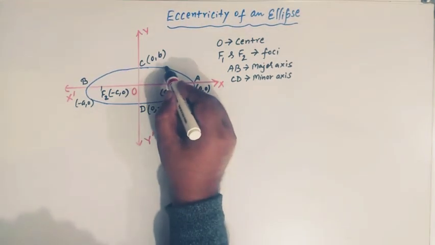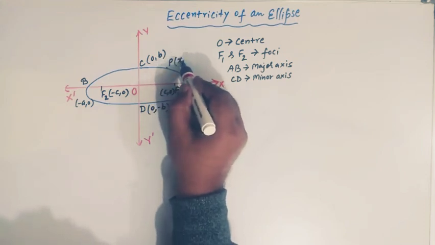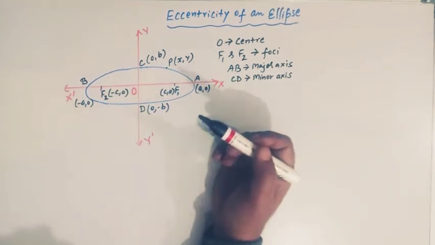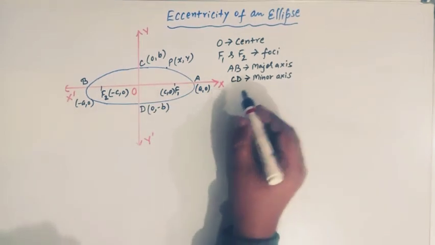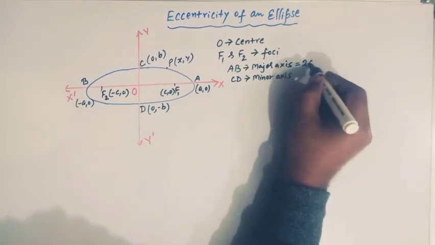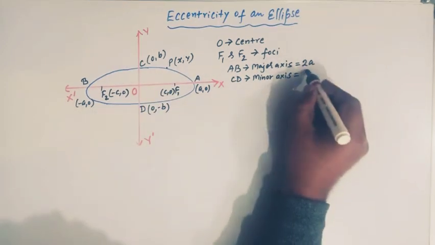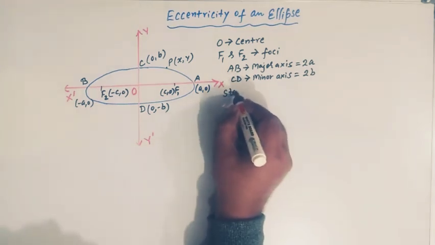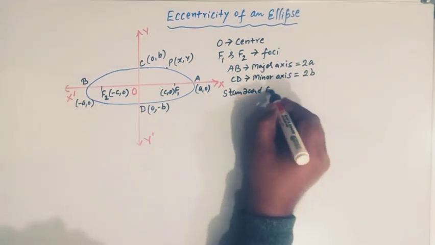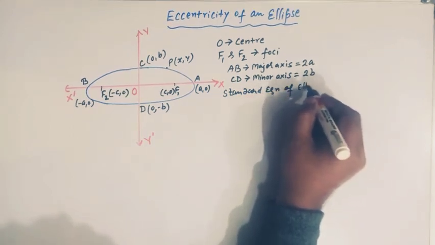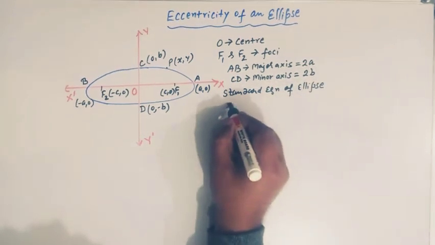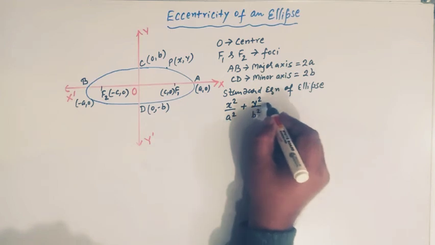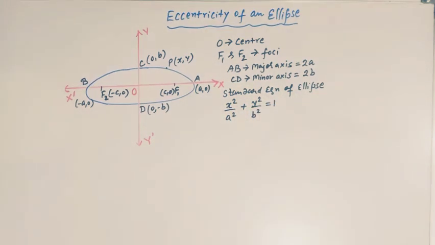And suppose P is any point on the ellipse, and we know that the length of the major axis is 2a and the length of the minor axis is 2b, and the standard equation of the ellipse is given by x squared over a squared plus y squared over b squared equals 1, right?